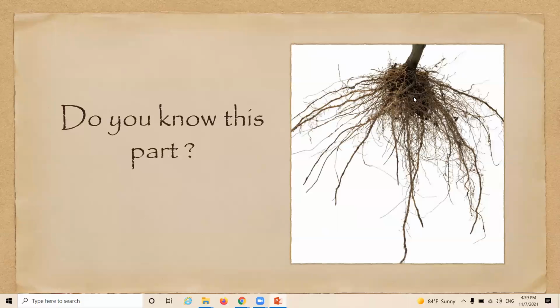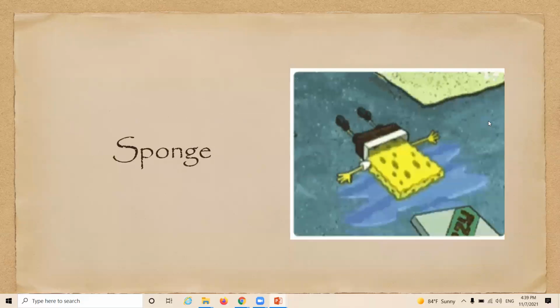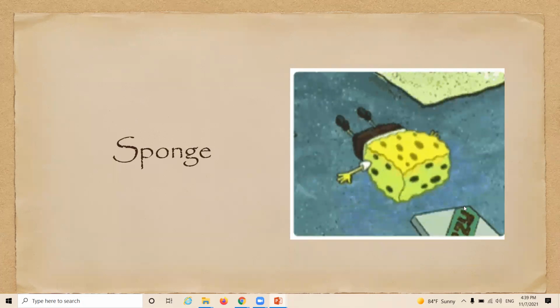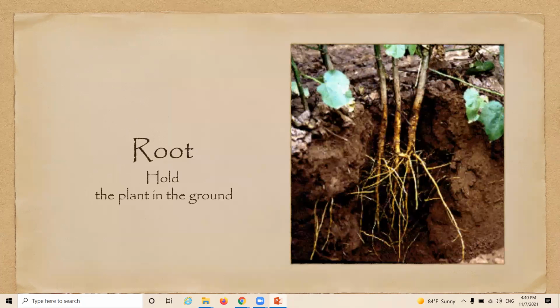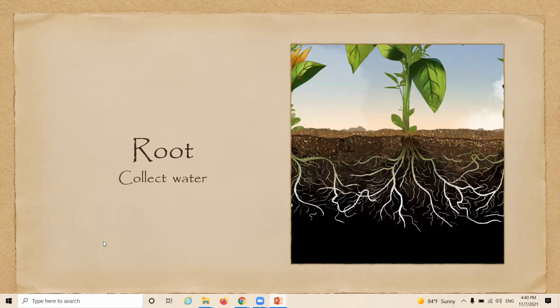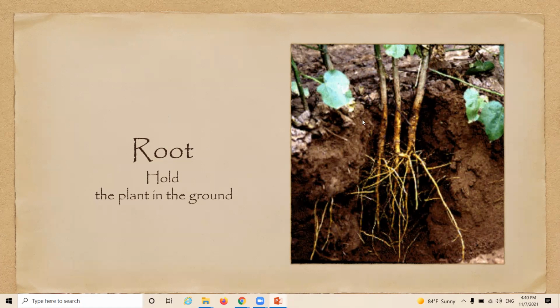So do you know this part? Of course, it's a root. What is the function of the root? Number 1, the root collects water, like a sponge. So the root can collect water and hold the plant in the ground. Please keep yourself mute. Listen to me first, and then you will share or participate with me. Number 2, it can hold the plant in the ground.